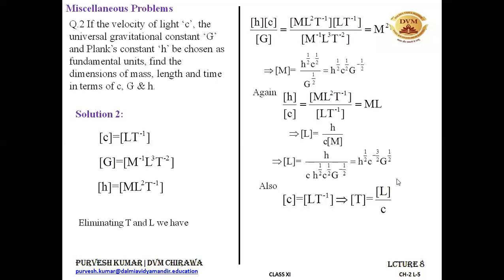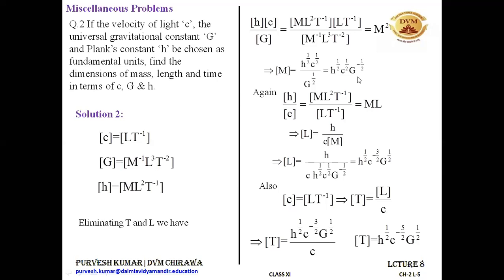You know the dimensions of L, just obtained in our equation number 2: H to the power half, C to the power minus 3 by 2, G to the power half. You can write it over here, and you'll get the dimensions for T as H to the power half, C to the power minus 3 by 2, G to the power half divided by C. And finally, when this C goes into the numerator, again it becomes H to the power half, C to the power minus 5 by 2, G to the power half. So these are the expressions of T, M, and L in terms of C, H, and G.